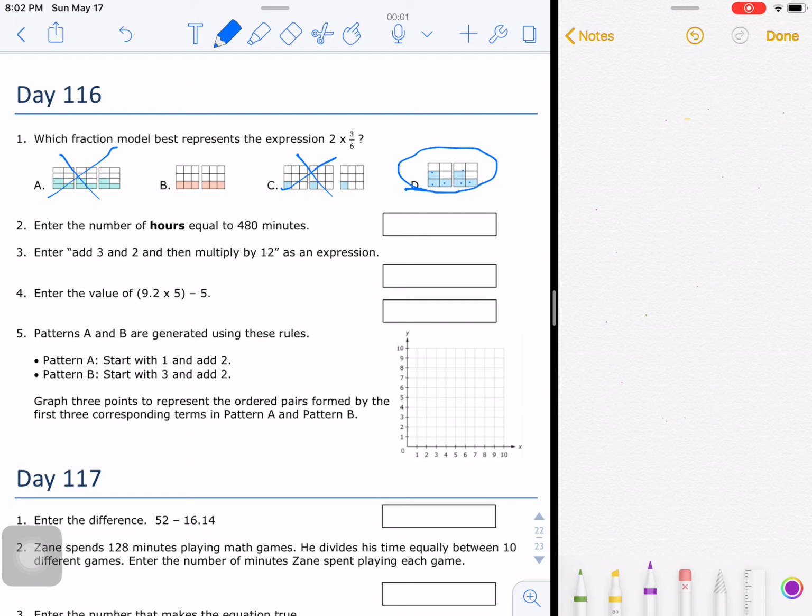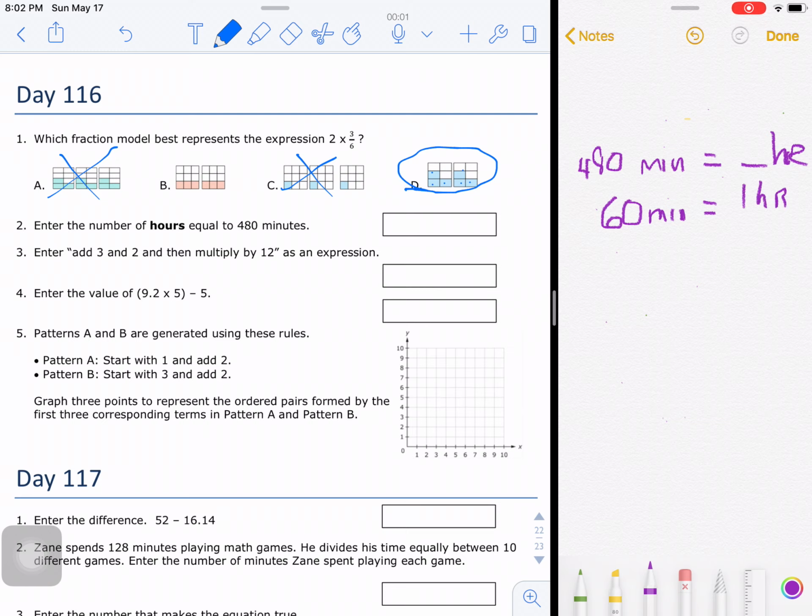Problem number 2. Enter the number of hours equal to 480 minutes. As you all know, this is a conversion problem. So we write down what we start with, 480 minutes, and it equals how many hours? I'm going to write my specific conversion, 60 minutes is equal to 1 hour.